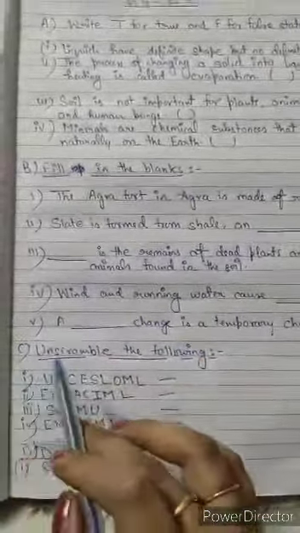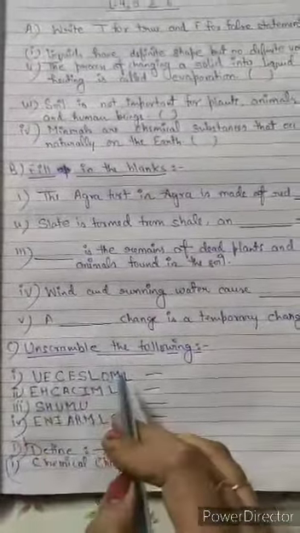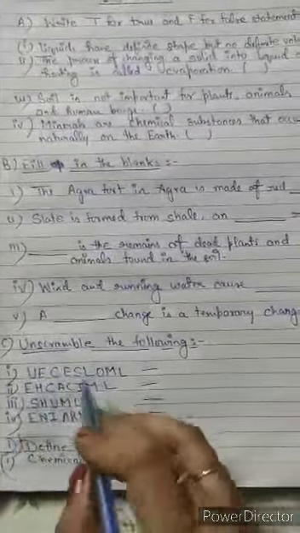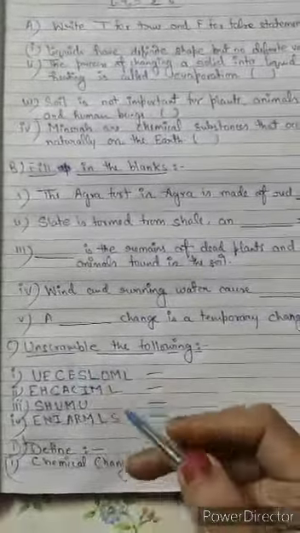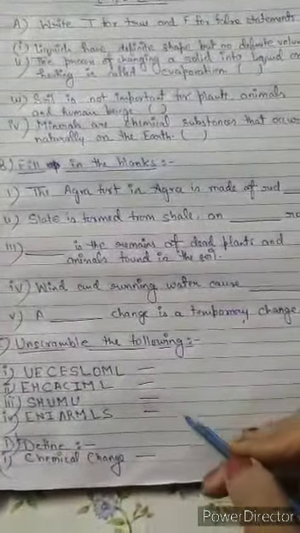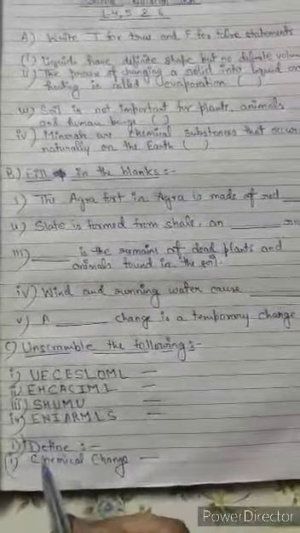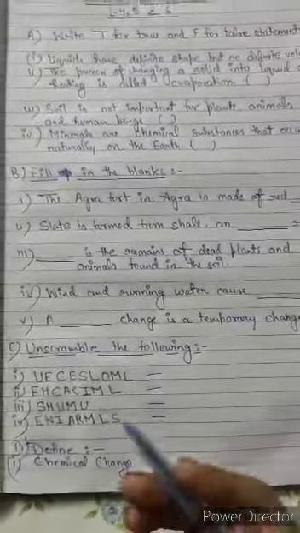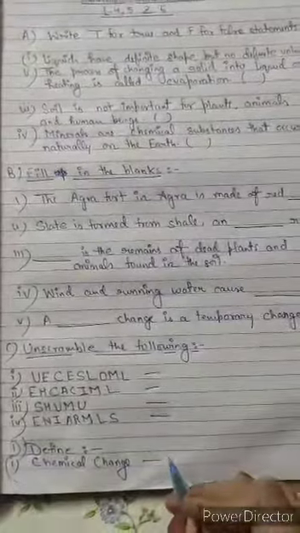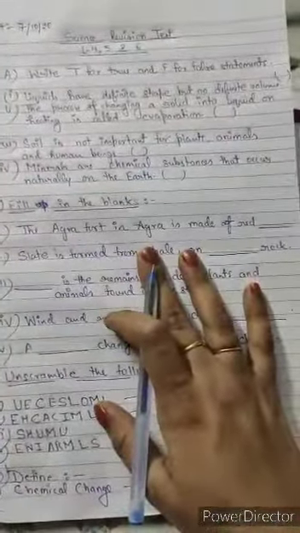Now the C section is unscramble the following. Here the letters are in jumbled form. You have to write the correct word made of these letters. So I have given 4. You have to mention them in front of each. Now in the D section, you have to define chemical change. Means what do you understand by chemical change? This you have to mention in this section. I hope the question paper is clear to you all.